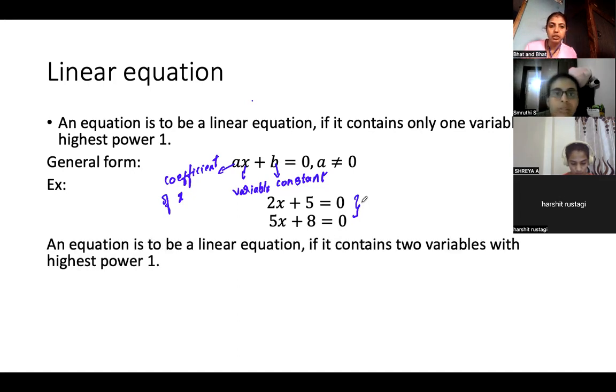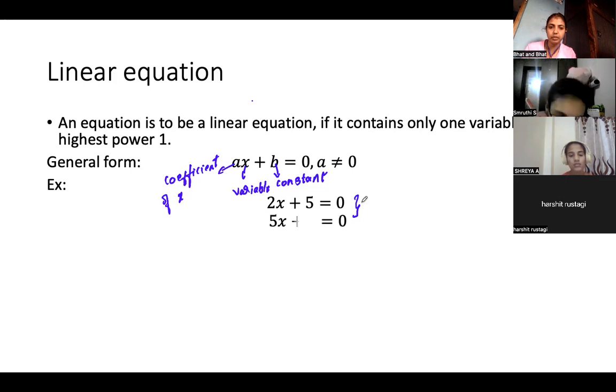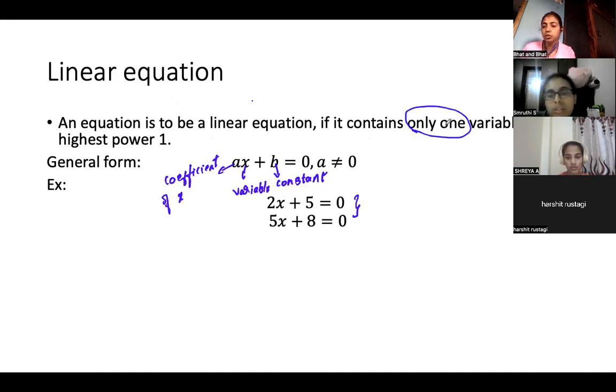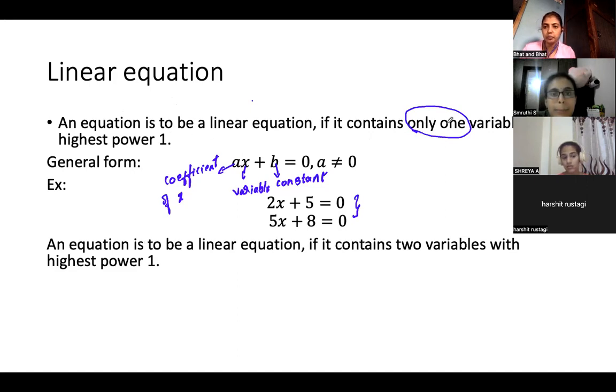So if I write the same definition for a linear equation with two variables, what will it be? An equation is said to be a linear equation if it contains, instead of only one variable, two variables with the highest power as 1.